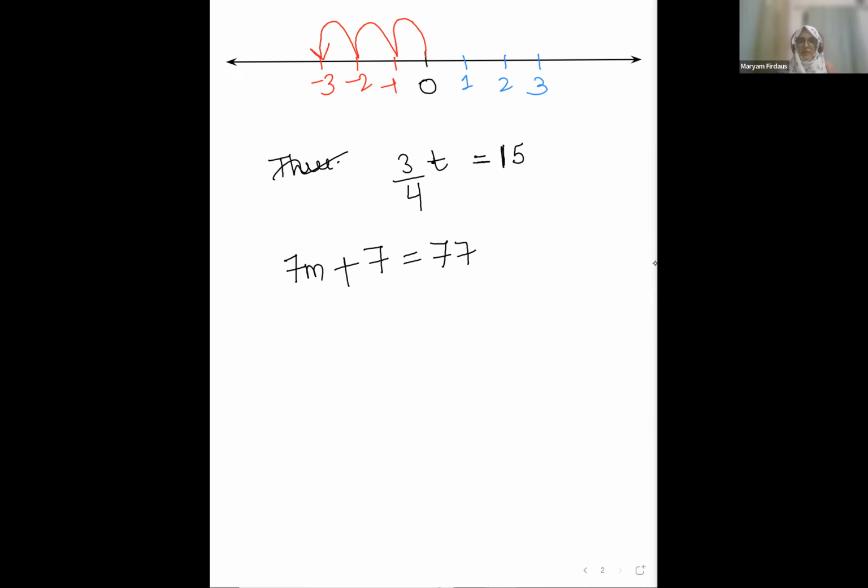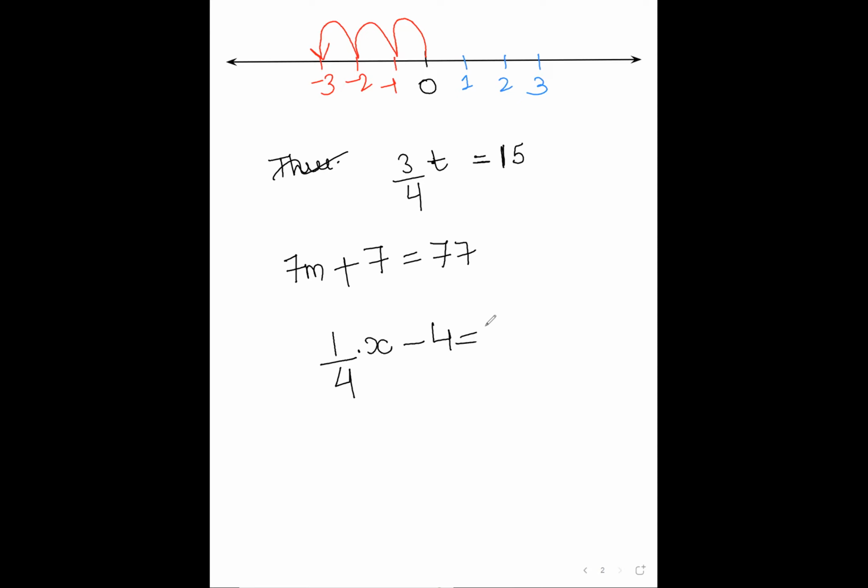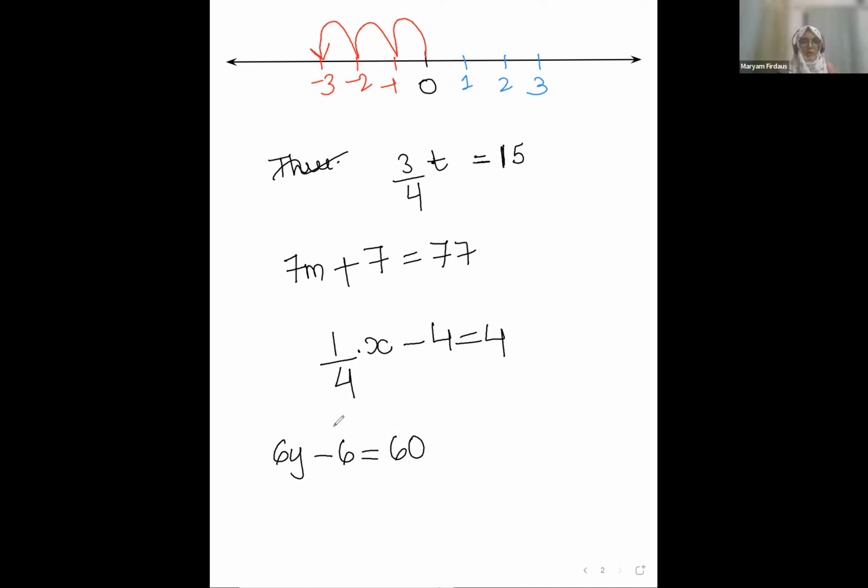Okay. Next question. 1/4 of a number minus 4 gives 4. 1/4 multiplied by x minus 4 is equal to 4. Very good. Next. If you take away 6 from 6 times y, you get 60. 6 multiplied by y minus 6 is equal to 60. Very good. You did all of these by yourself? Yes. MashaAllah, very nice, Hiba. So you wrote it like this? Yeah. Okay, next one.